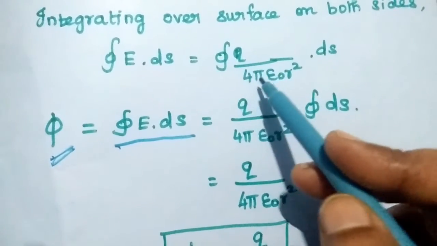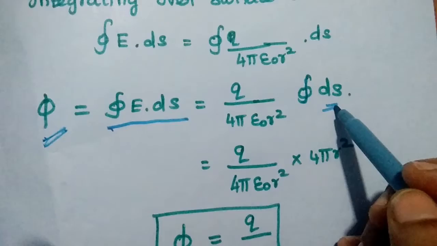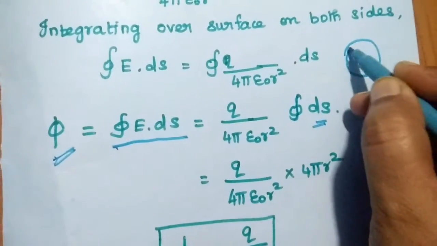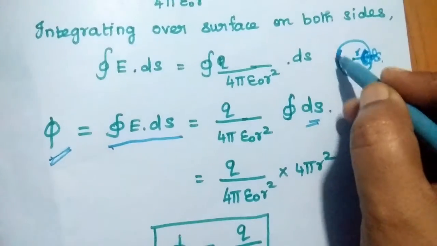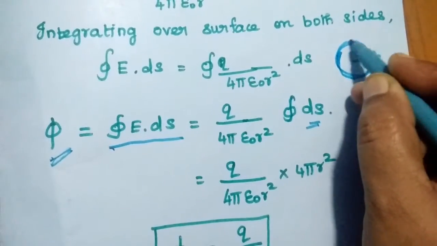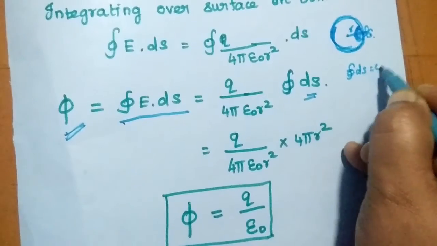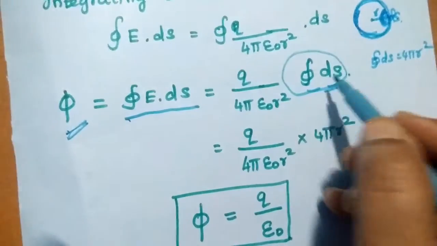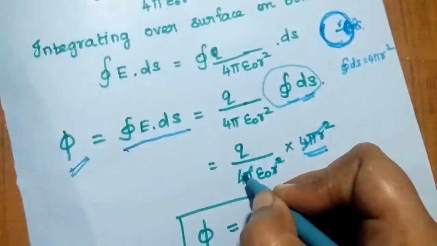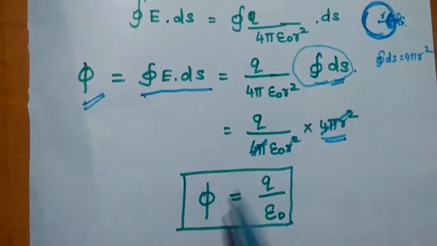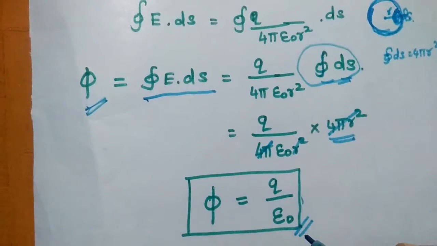Here we can take the term Q by 4 pi epsilon naught r squared outside, since it is independent of the surface. Then we have the surface integral of ds. We are talking about the sphere of radius r, and we have considered only the smaller portion ds. If I take the surface integral, it represents the area of the sphere. So the surface integral of ds is nothing but the area of the sphere, which is 4 pi r square. Now I can replace the surface integral of ds with 4 pi r square. So this 4 pi r square and this 4 pi r square cancel each other. Now I get electric flux is equal to Q by epsilon naught. It is nothing but Gauss law. So we have obtained Gauss law from Coulomb's law.